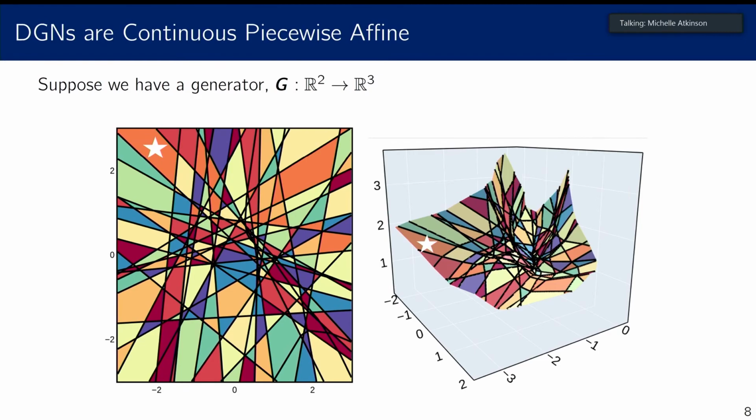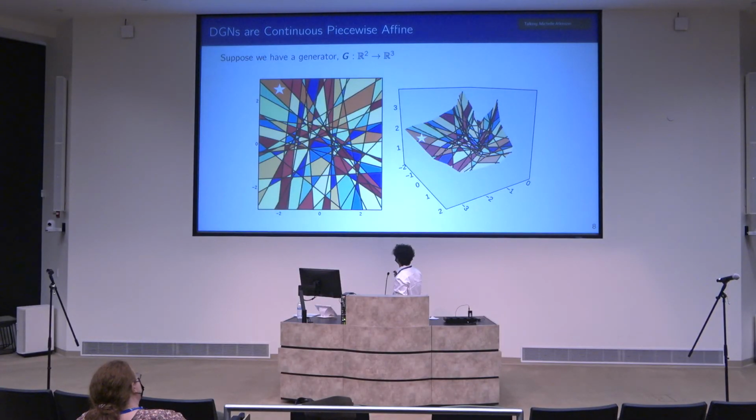To visualize what's happening here, suppose we have a generator that takes in a 2D vector from this square domain and then translates it to a 3D space. What would happen is that the CPA is inducing a partitioning in space, and suppose the samples are from this partition, where the star is, there would be a single set of affine parameters that tell me how these samples are going to be translated to the 3D space.